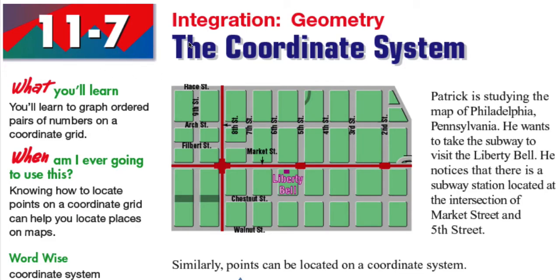Lesson 11-7, the coordinate system. In this lesson you learn to graph ordered pairs of numbers on a coordinate grid. And when are you ever going to use this? Knowing how to locate points on a coordinate grid can help you locate places on maps.